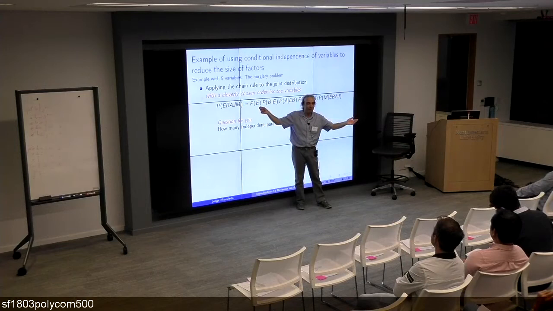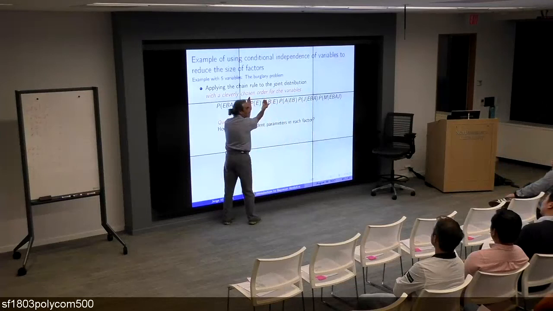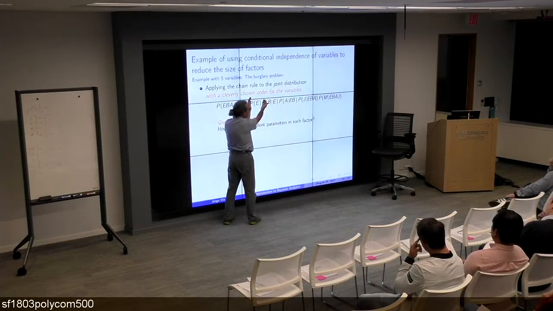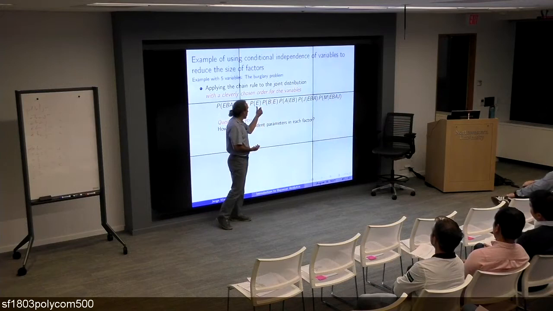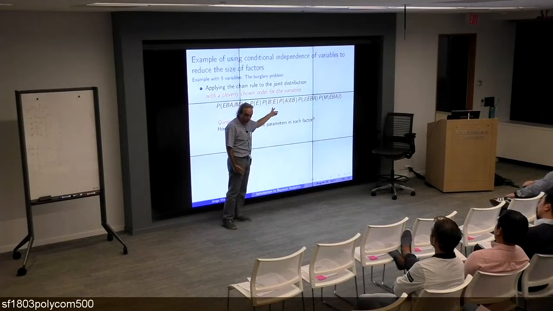Okay, do we understand what this expression, this chunk, means here? This is a function. It takes two values. E equals true means an earthquake is happening, E equals false, an earthquake is not happening. How many parameters does this function take? How many numbers do I need to compute from my data set to fill in this function? One. Because once I know that it's happening, one minus that is the other. Correct. How many do I need to fill in this function? I hear one, I hear two.